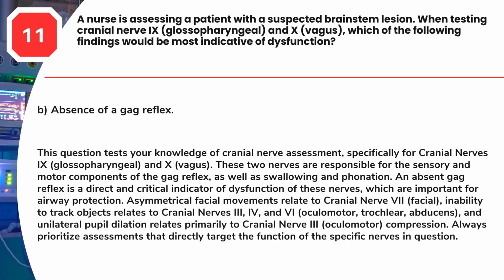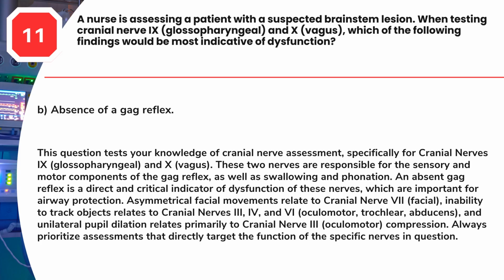Answer B. Absence of a gag reflex. This question tests your knowledge of cranial nerve assessment, specifically for cranial nerves 9, glossopharyngeal, and 10, vagus. These two nerves are responsible for the sensory and motor components of the gag reflex, as well as swallowing and phonation. An absent gag reflex is a direct and critical indicator of dysfunction of these nerves, which are important for airway protection.